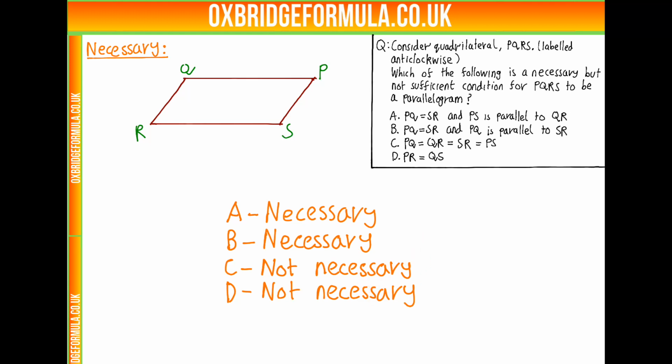So given we're asked to find a condition which is necessary but not sufficient, it means for the sufficiency stage we don't have to look at C and D, we just need to consider A and B as possible sufficient conditions.